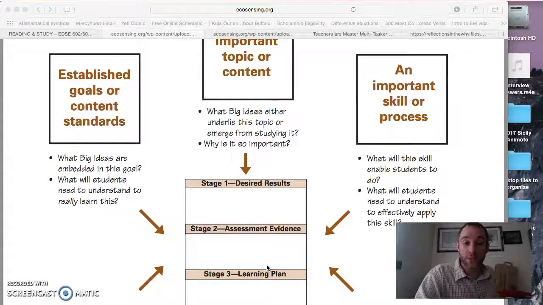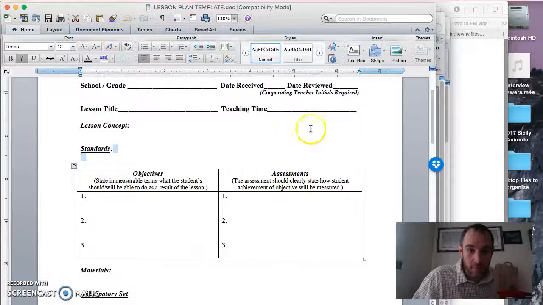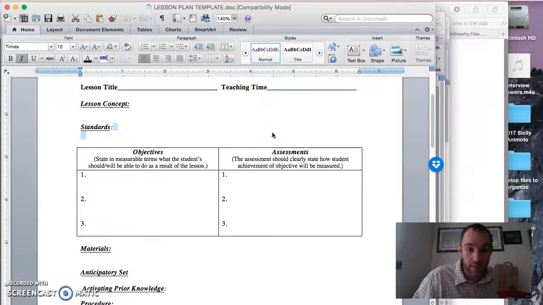This is your classroom practices. This is identifying what materials you're going to need, what you're going to do, how you're going to do it. So let's go back to our templates. We can see in the lesson plan template, we have standards and objectives, and we have our assessments, and you should have a variety of kinds.